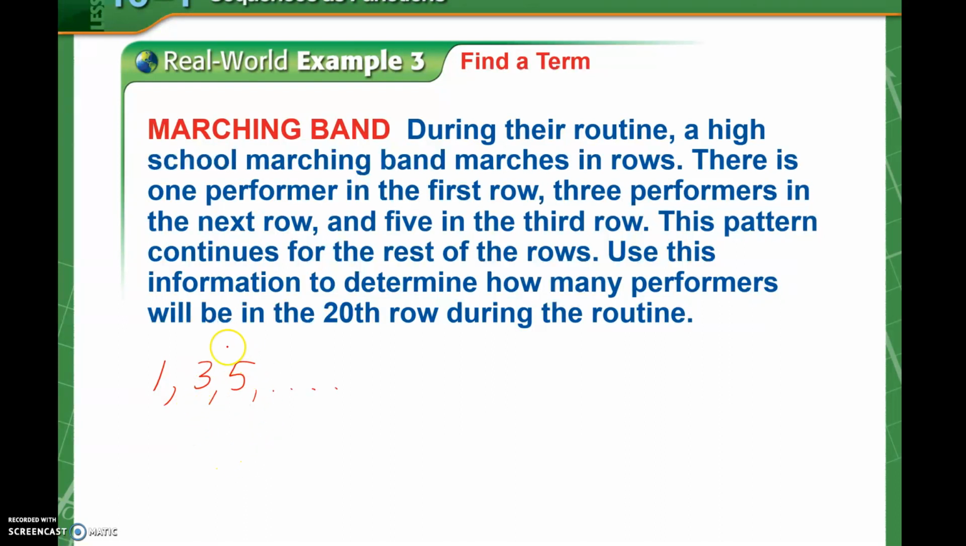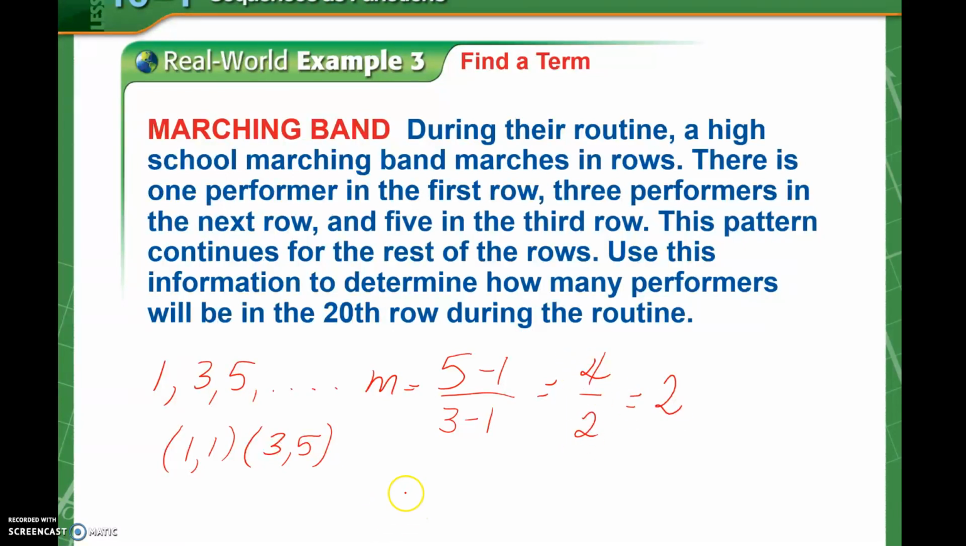so that's also our slope. If we have the points (1, 1), we'll just take a couple of points and find an equation, and we have the point (3, 5). We could keep going till we get to the 20th, or like I said, we can find our slope. So our slope is 5 minus 1 over 3 minus 1, which is 4 over 2, which equals 2. So my slope is 2.